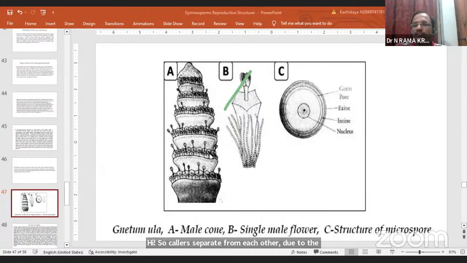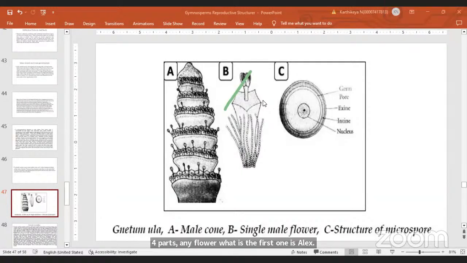Now you see here we are looking at male flowers, number B. You know very well that when you look at a flower, how many parts are there? Four parts. What is the first one? Calyx, corolla, androecium, gynoecium. Four parts are there.